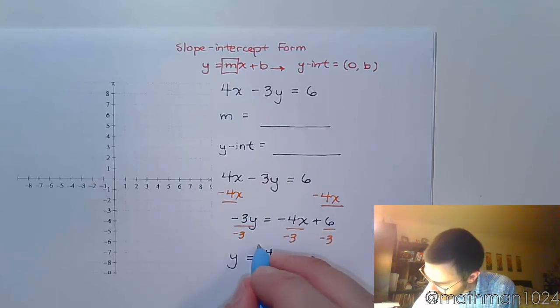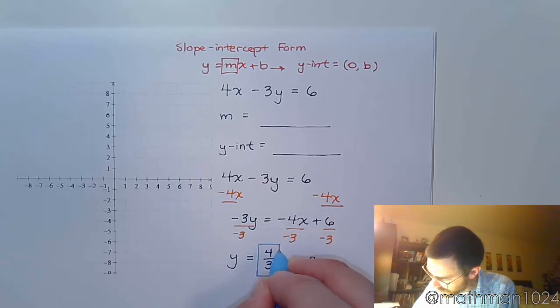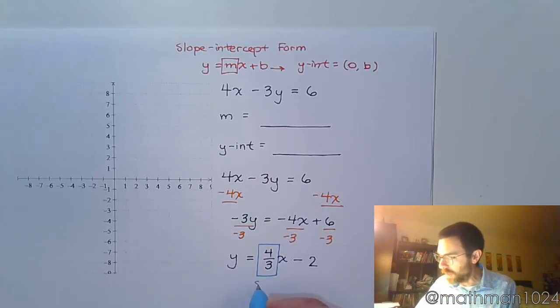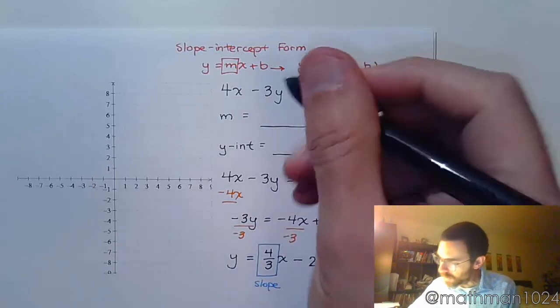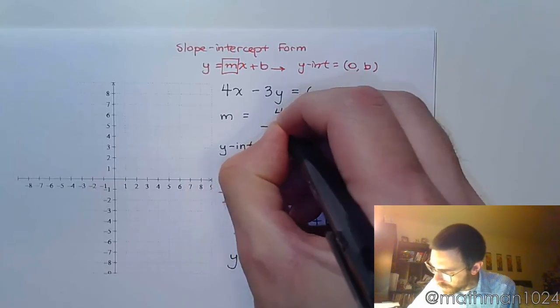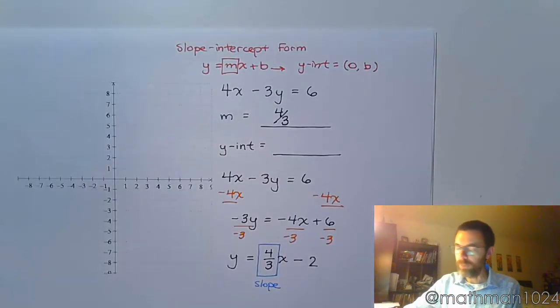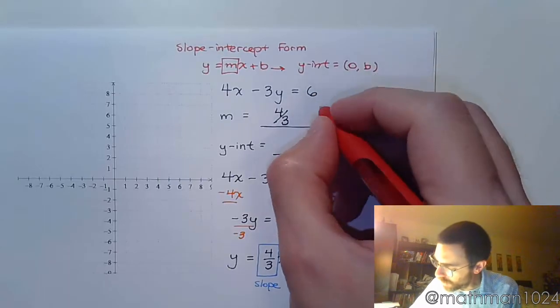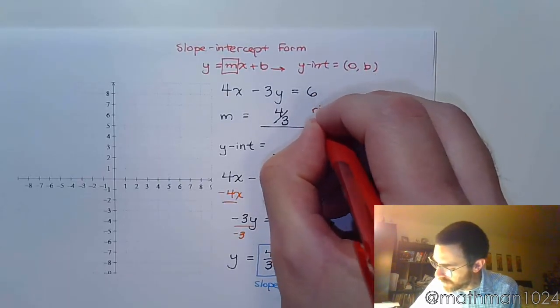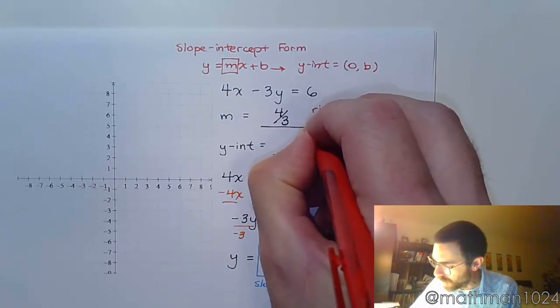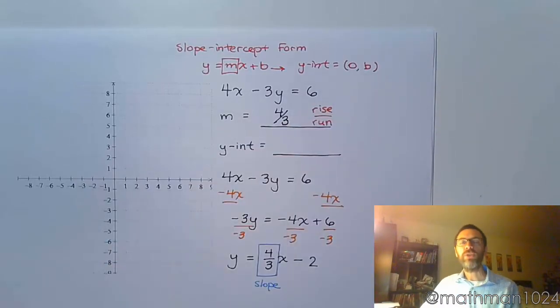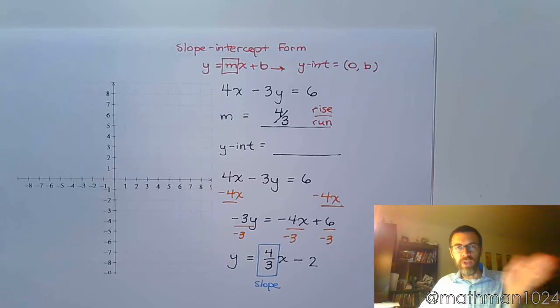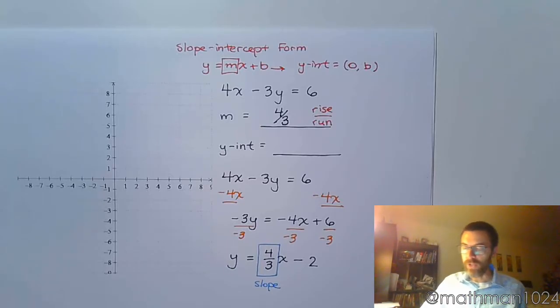Alright, so now that this is in slope-intercept form, we can see that this is the coefficient of x, and so this is going to be our slope. So my slope is 4/3, and remember that whenever we talk about slope, an easy way to think about slope is to say rise over run. It's a ratio of how much you're going in a vertical direction versus how much you're moving in a horizontal direction.